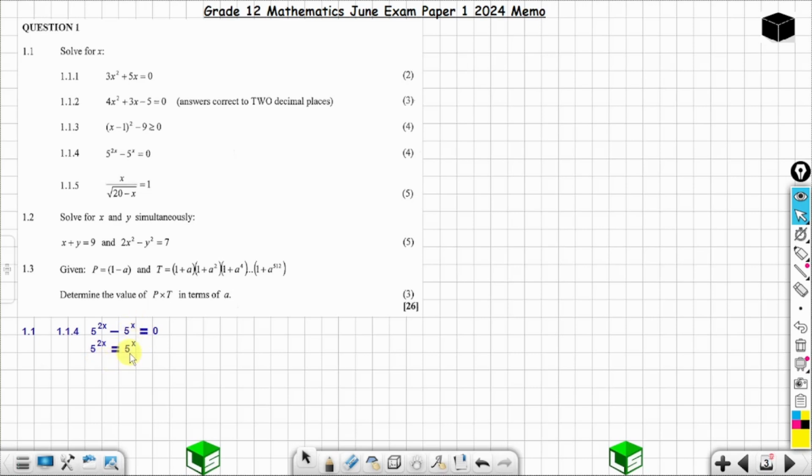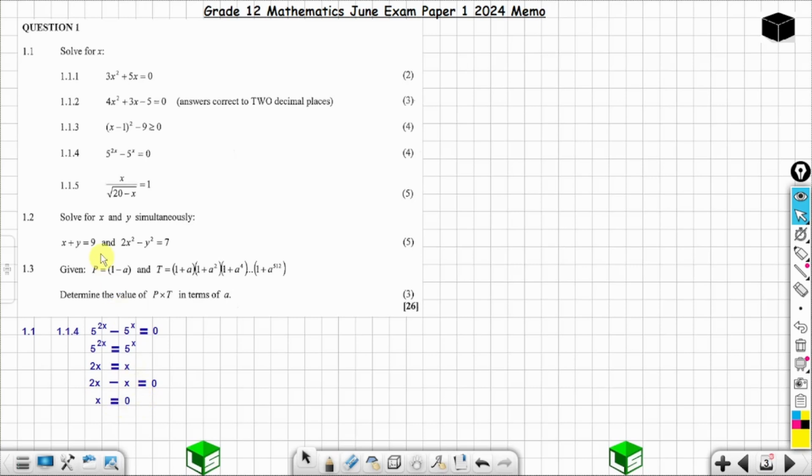Okay, the bases are the same. You have 5 and 5. When the bases are the same, you can equate your exponent. Okay, you can equate your exponent when the bases are the same. So you have 2x is equal to x. You carry on, 2x minus x is equal to 0. 2x minus x, this is x, which is equal to 0.